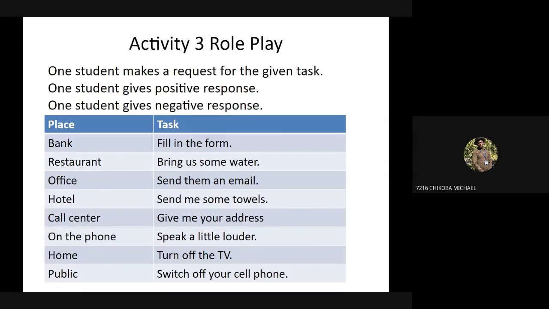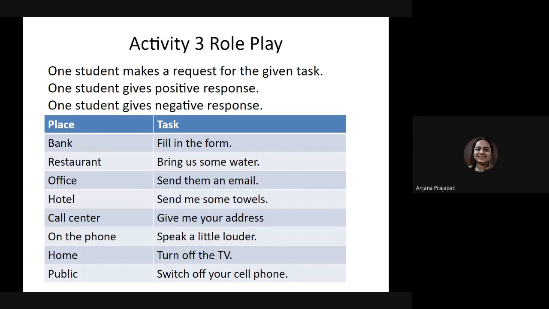Client: "I want to open up a bank account." Staff: "Okay, wait a minute." The staff again: "Could you please fill in the form?" Client: "Sure, no problem, I can do that." Then the staff responds, "Thank you." That's where I've ended.